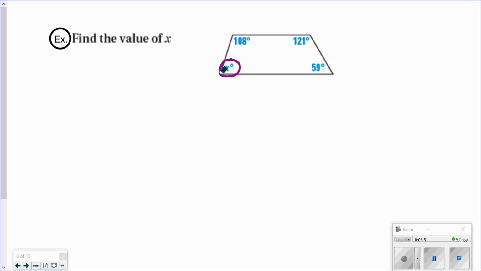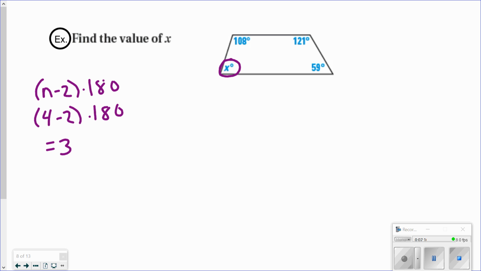I need to figure out what x is, and x is an interior angle. So before I start this problem, I need to think to myself, what is the sum of the interior angles of a quadrilateral? Well, if you can't think of it right away, let's use our equation. So n minus 2 times 180. Well, we said that n is 4, so 4 minus 2 times 180. That gives us 360 degrees. So I know that the sum of this polygon has to equal 360 degrees.